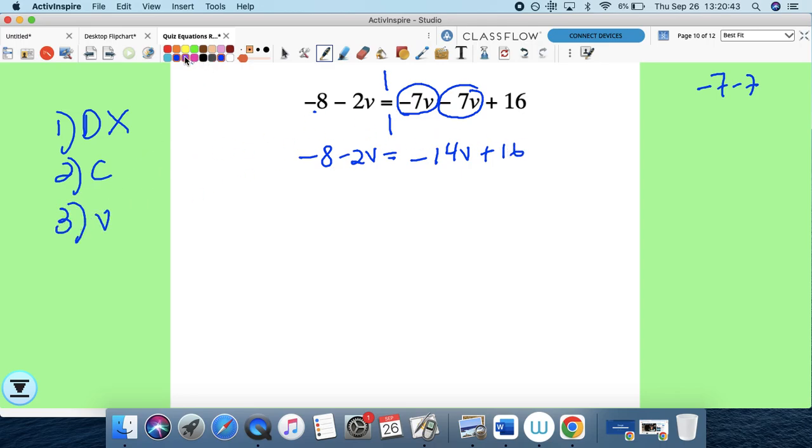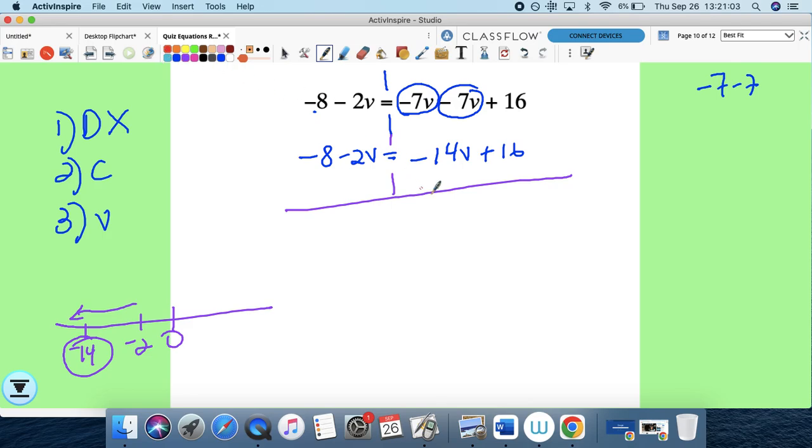Variables. Check if there's a variable on the left and a variable on the right. And there is. On the left side, I have negative 2v, and on the right side, I have negative 14v. So again, here's my number line, here's 0, here's negative 2, and here's negative 14. Who is further left? Negative 14. So I suggest getting rid of that. To make that equal to 0, what do I add or subtract? Well, in this case, I'm going to add plus 14v. And if you notice, negative 14 plus 14 gives me 0. And if I add 14v on this side, I will add 14v on the other side. So this will go away.